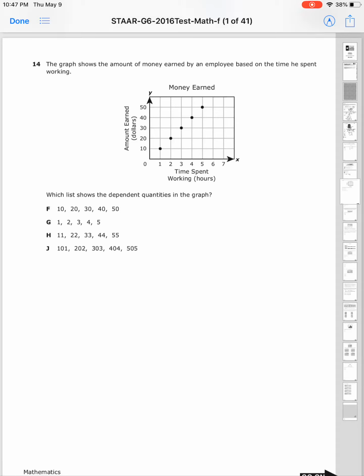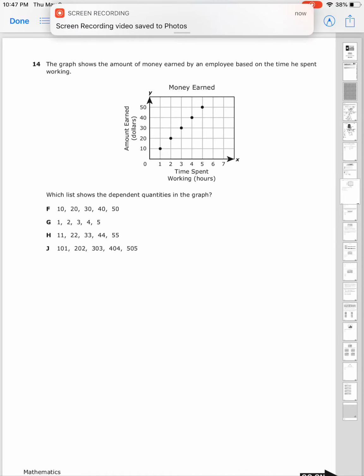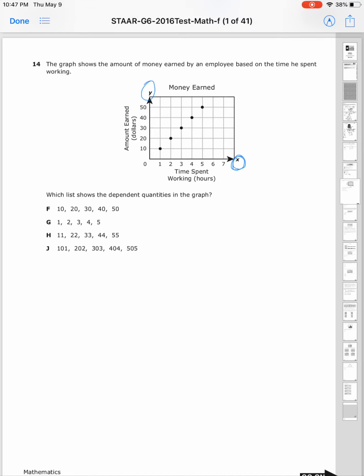All right, we're on number 14. So we have to figure out which list shows the dependent quantities in the graph. Now remember, independent quantities are my x-axis. Dependent are my y, right? So easy peasy. The dependent quantities are the y-axis, which is 10, 20, 30, 40, 50, which is F.